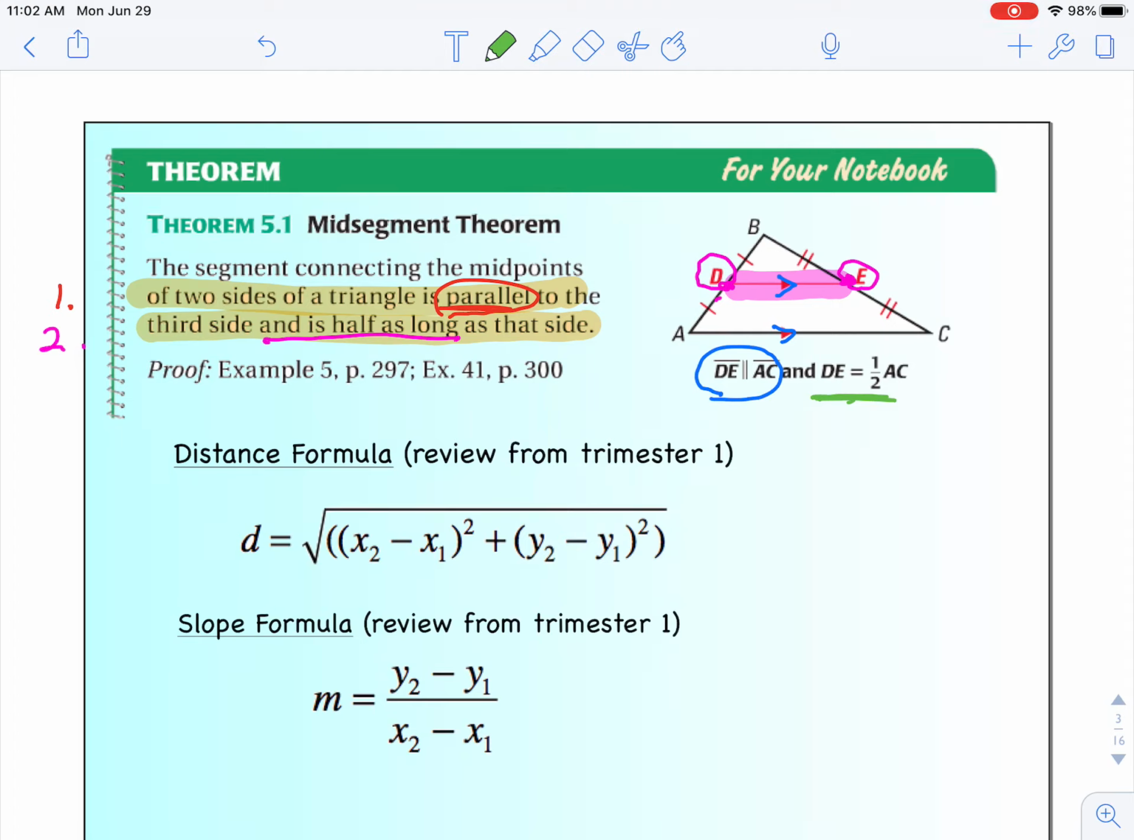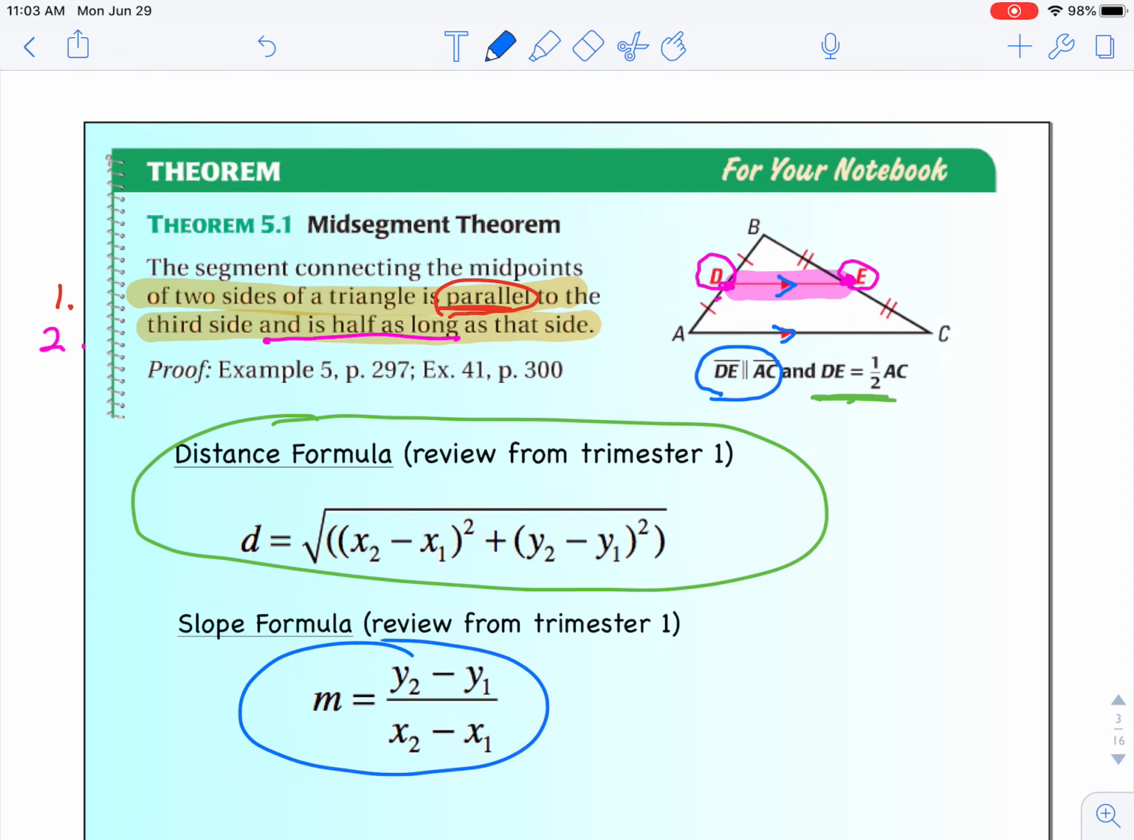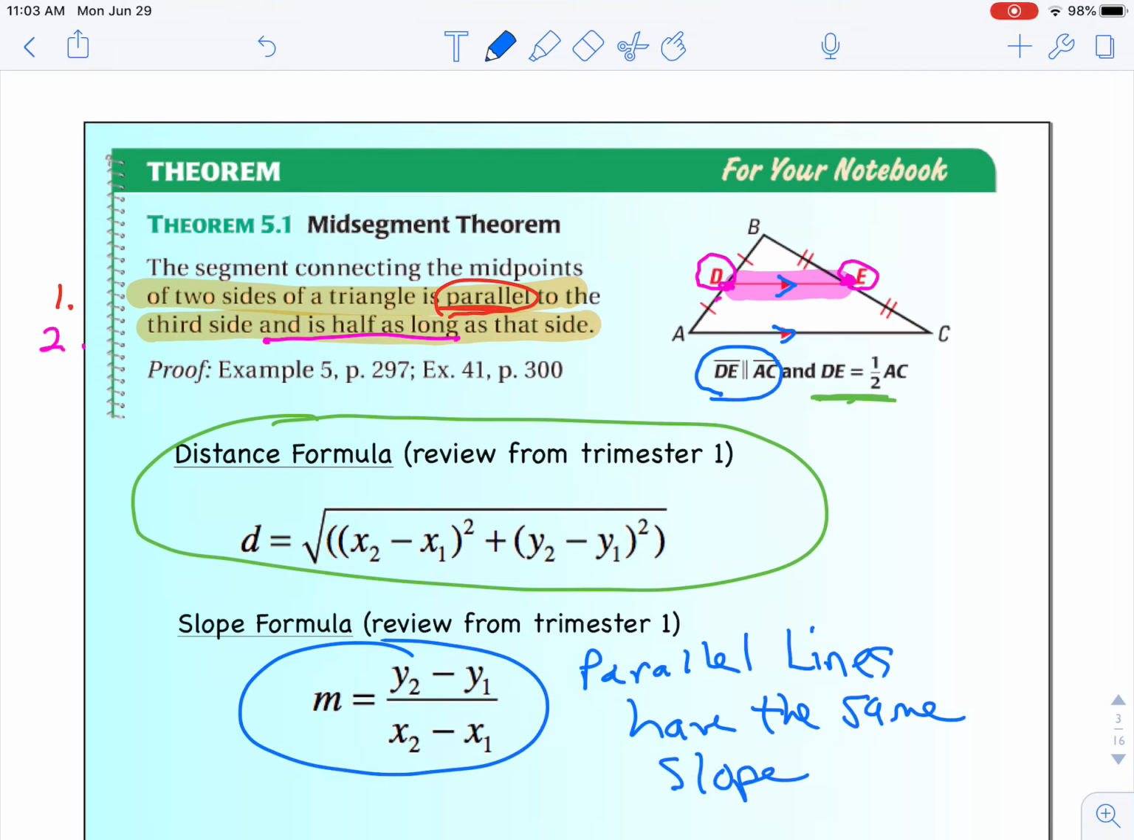And how would we know? Well, we know parallel lines have the same slope. And we would use the distance formula that we've already been working on. In the coordinate plane, we could show that using the distance formula. And how would we show parallel? Well, remember, parallel lines have the same slope. So we would use the slope formula to show that the lines are parallel and verify this.